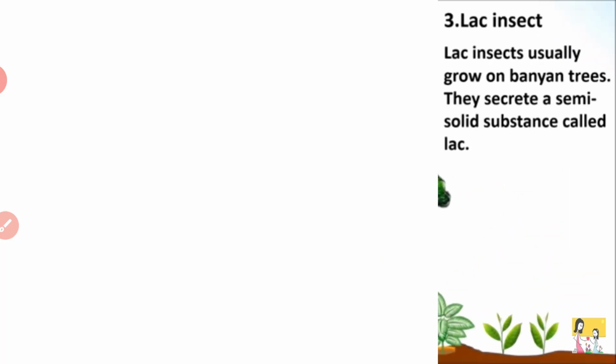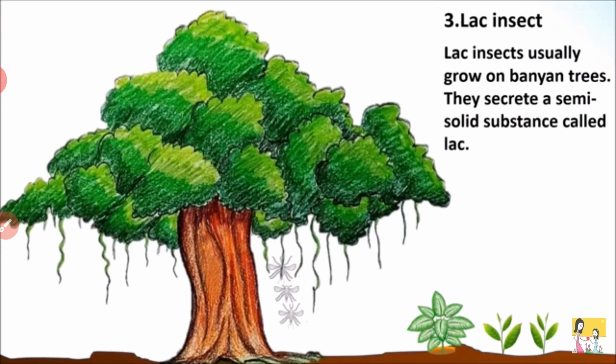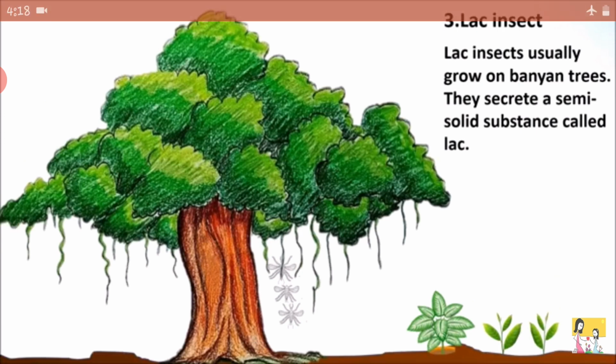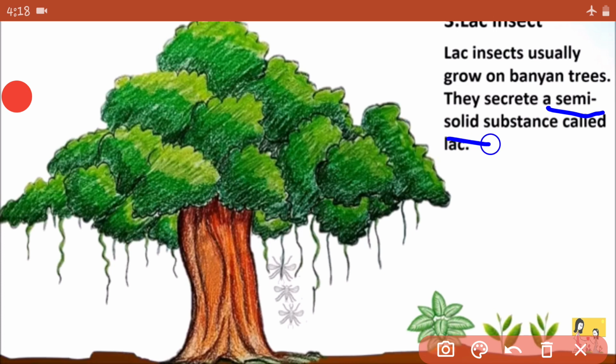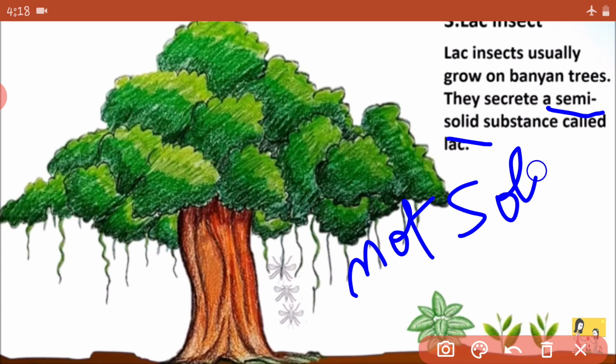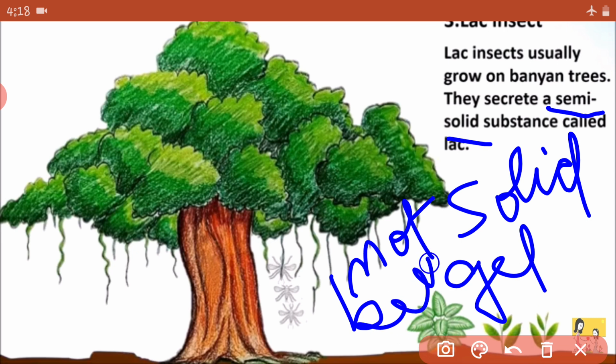So the next useful insect is the lac insect. The lac insect usually grows on a banyan tree. Yes, banyan tree. They secrete a semi-solid substance. Semi-solid means which is not purely solid. It is gel like. So semi-solid means soft, gel like.